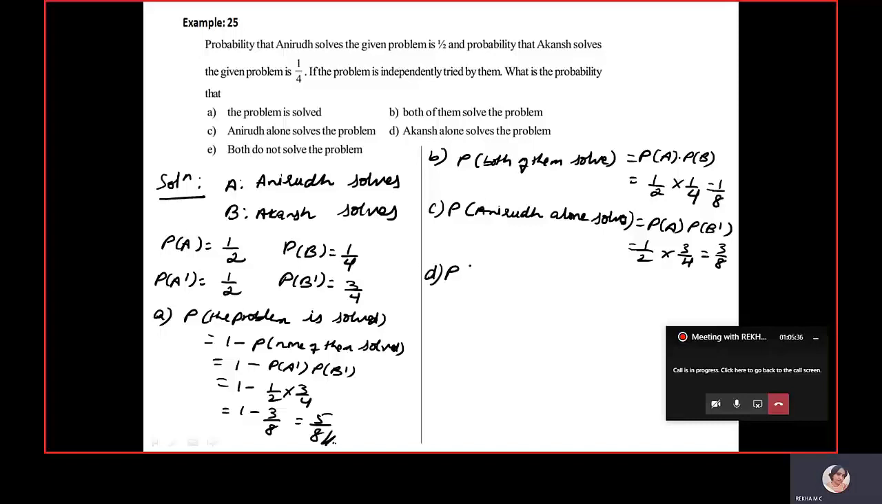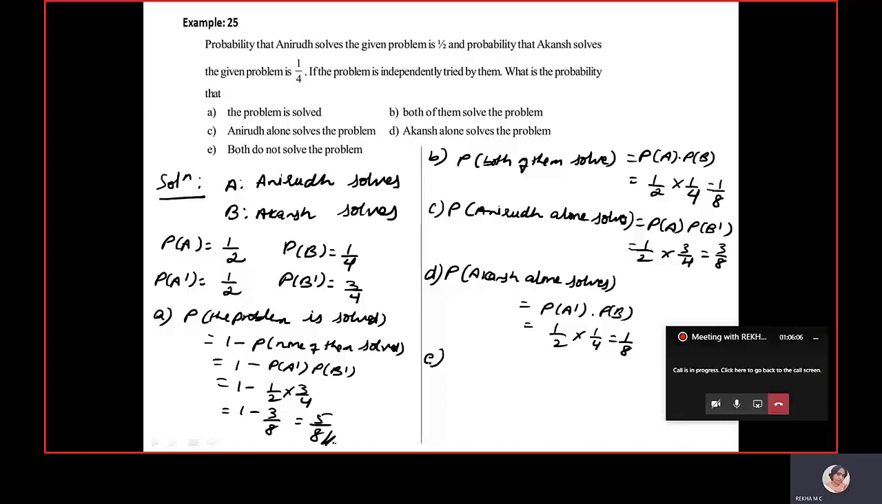Sub-question D, probability of Akansh alone solves. So that is equal to P of A complement into P of B. So that is 1 by 2 into P of B is 1 by 4, that is equal to 1 by 8.